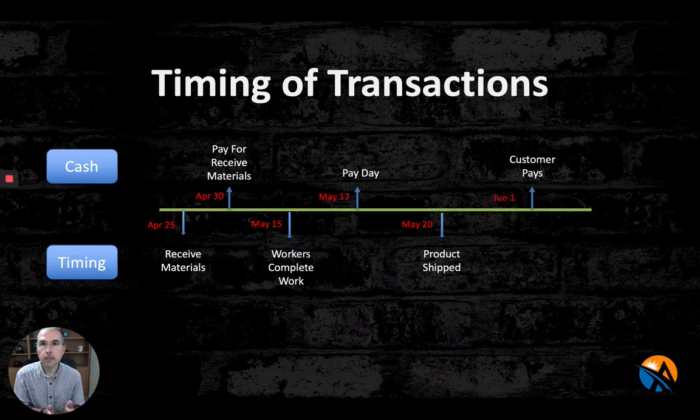So in this case, you receive materials in April and you pay for them in April, but the actual work isn't done until May, and the product is shipped in May, but then you don't get paid till June. Now this is kind of an extreme example, I'll admit, but I'm trying to show you what that would look like in your financials, so you understand it really is a timing basis, and these are the things I need to think about in my own set of financial statements.